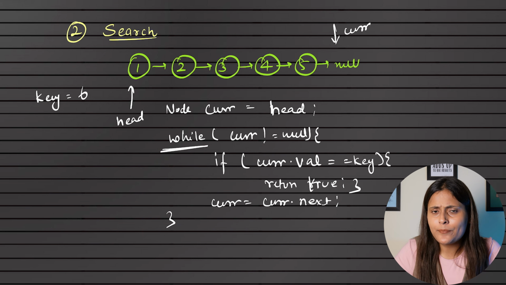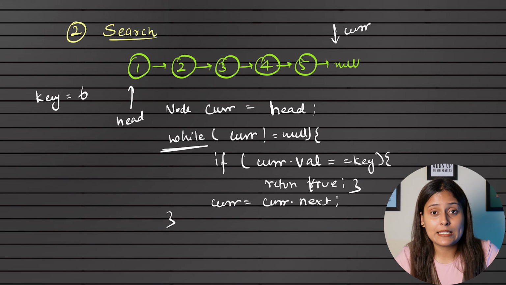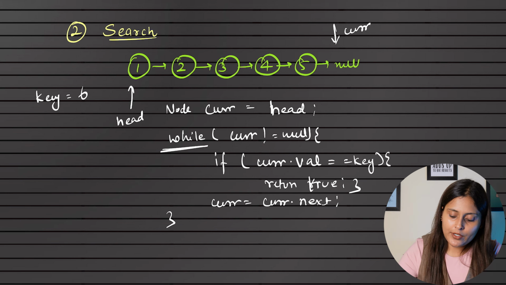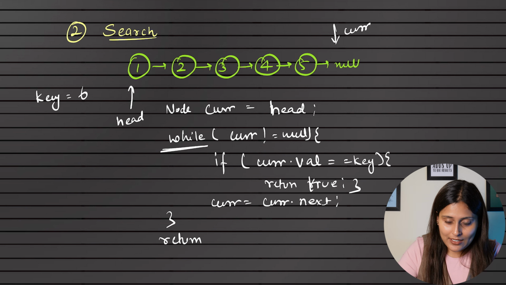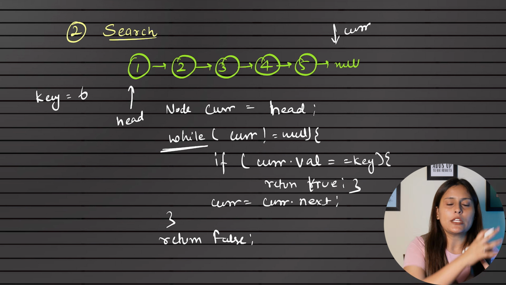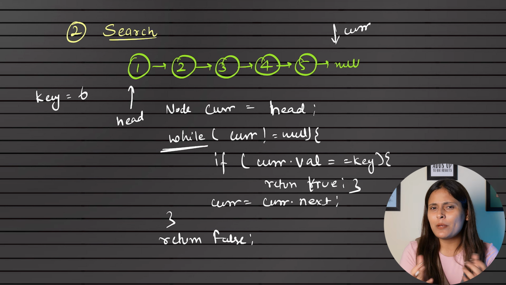So what was expected? The expected answer was false because you have not found the value 6. So what do you have to return? You have to return false, and that we will write outside the while loop. It means we have searched through the entire linked list, but we were not able to find that value.